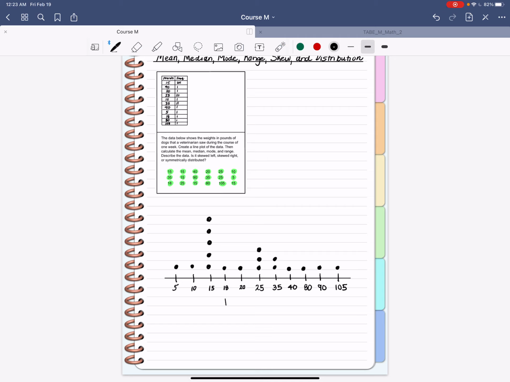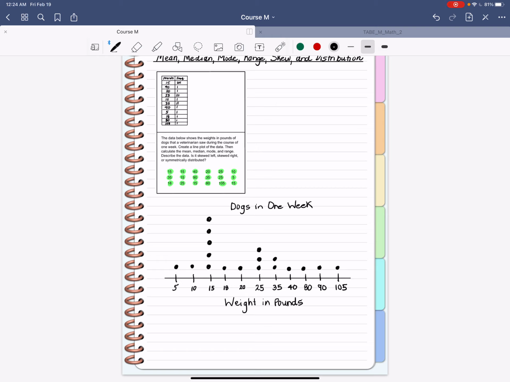And then we need to label. We have the weight in pounds. And we want to call this dogs in 1 week, or whatever you want to call it. Just give it a title and label the scale. So there is the line plot, or the dot plot, if you prefer to call it that.